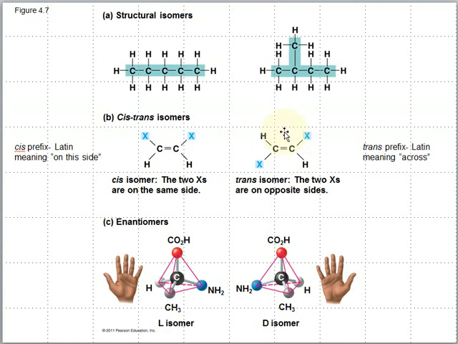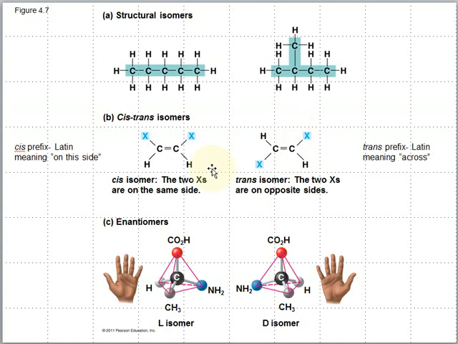And then we go to the next one here. It's the same compound, but notice how the X's are not on the same side. This is called a trans isomer, and trans, that prefix in Latin, means across. So they are across from each other. So a cis isomer means they're on the same side, whatever element or atom you're talking about. And then the trans isomer means they are on the opposite side or across from each other.